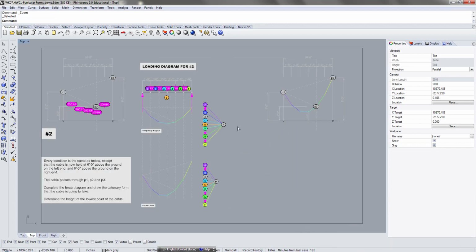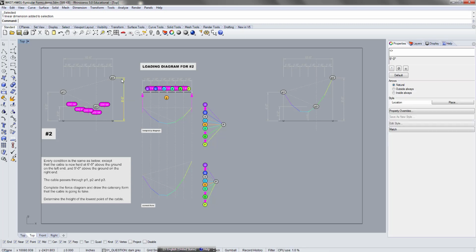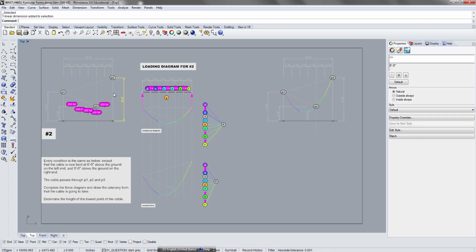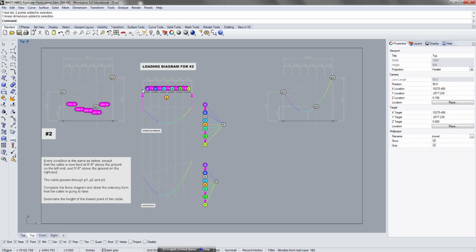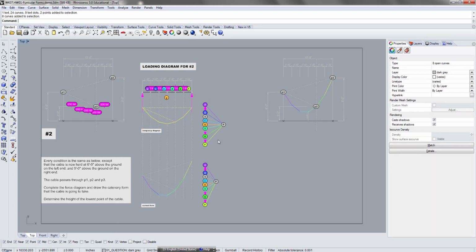So example 2 is also pretty much the same, except for the right hand side. The point is now raised 3 feet higher, so point 2 is now at 9 feet above the ground. So again, I would use the force diagram that I just created for the previous example and use that as a temporary diagram to modify to meet the criteria that I'm setting here.